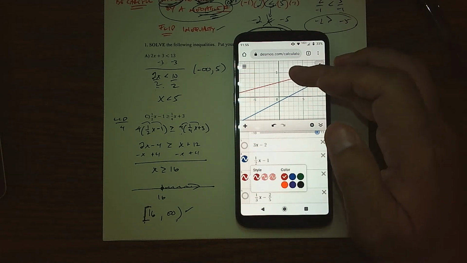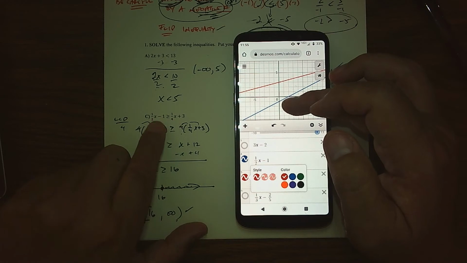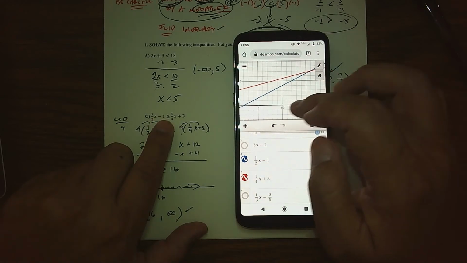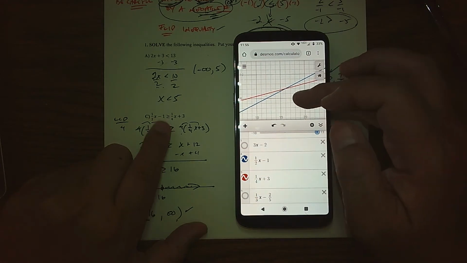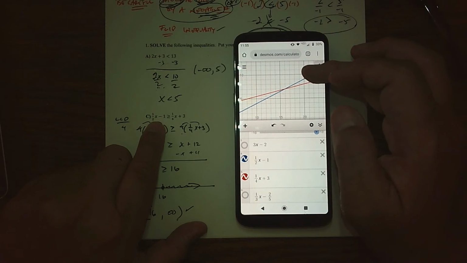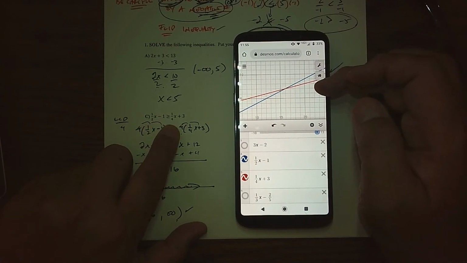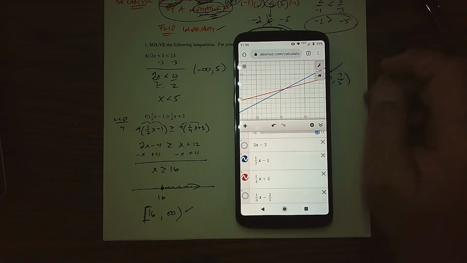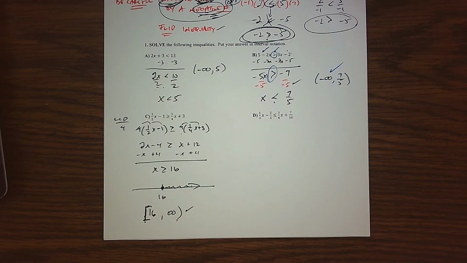All right, so we can see that the graph of 1/4 x plus 3 is actually above 1/2 x minus 1. So it's not solving it in this region, but as I move over, there's 16, and at 16, the graph of 1/2 x minus 1 is now above the graph of 1/4 x plus 3. So basically we can see that we are verified. We did the right job. Our algebra is right. We're good to go.